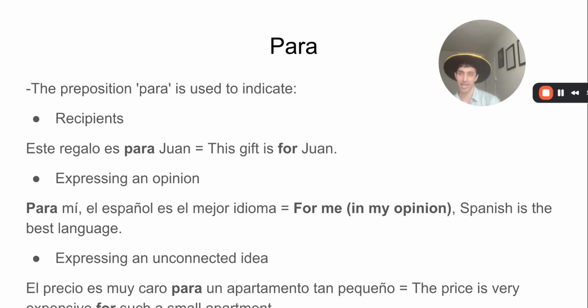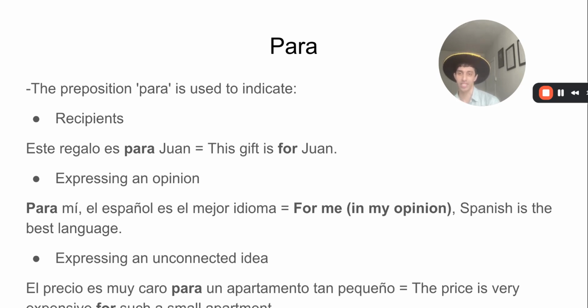For recipients, a kind of final destination where something is going to end up, you'd use para again. So, este regalo es para Juan, for example. This gift is for Juan. Again, you'd probably translate para as "for" in English in this case, but it's indicating a sort of final goal, ambition, a purpose, essentially, and to express an opinion.